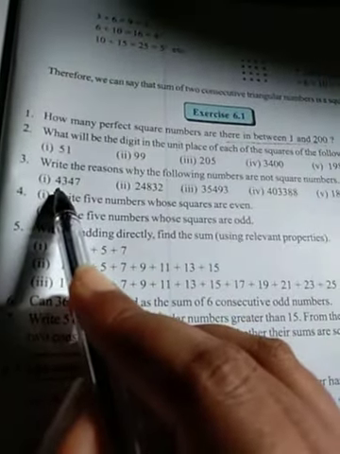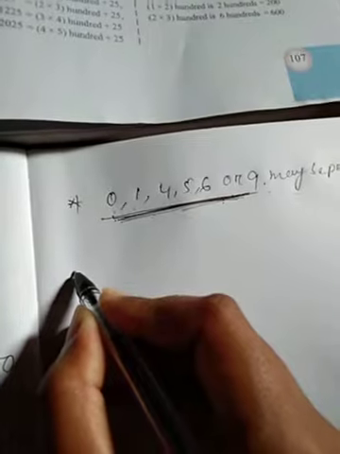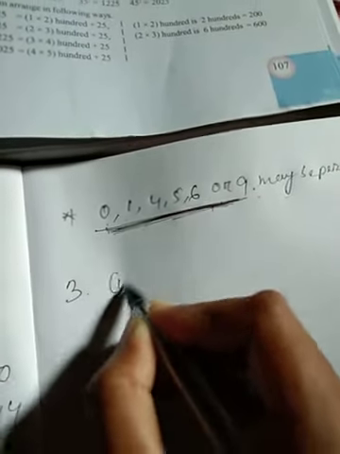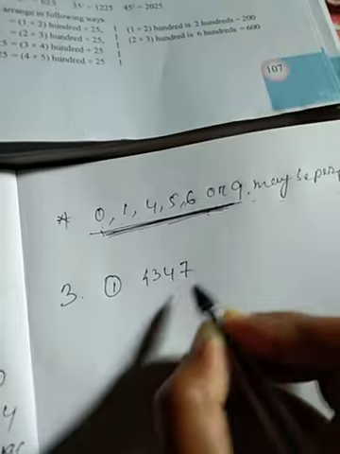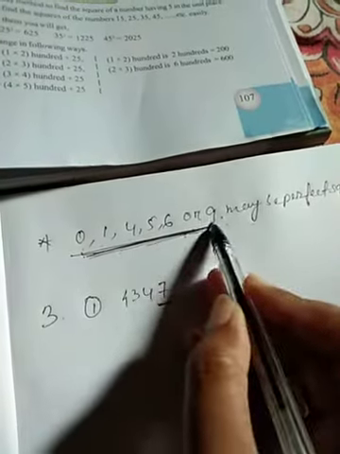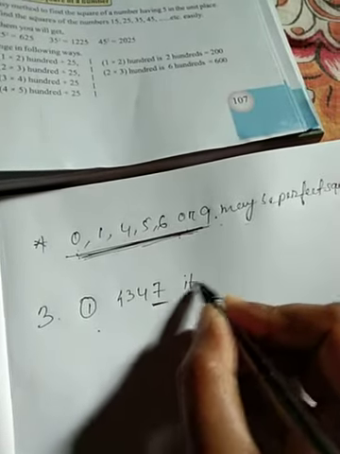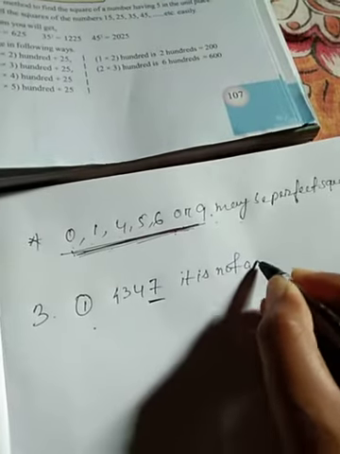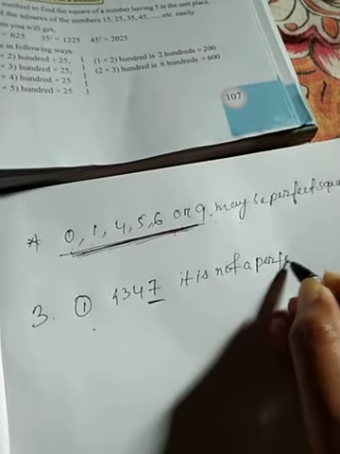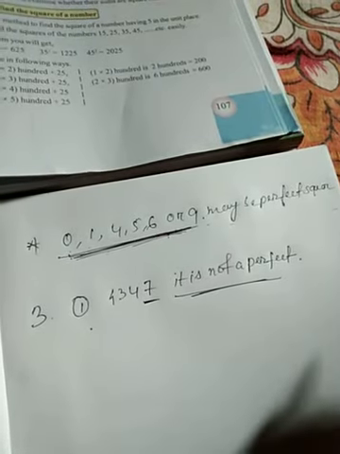So our first number is 4347. See, the last digit is 7. Here the last digit is 7, and this digit 7 is not present in the list, so it is not a perfect square. So how do we write the reason why it is not a perfect square?